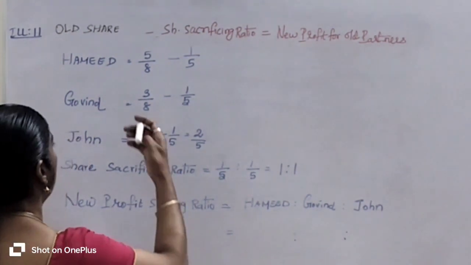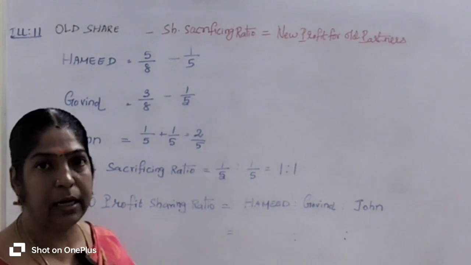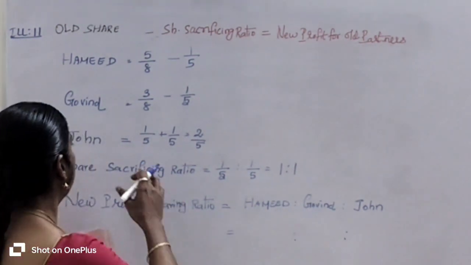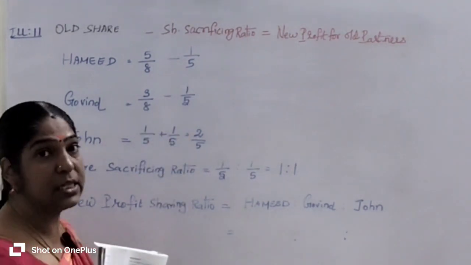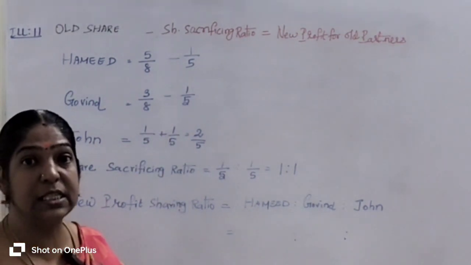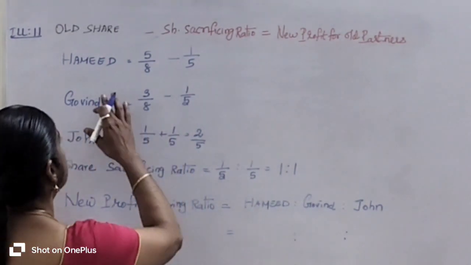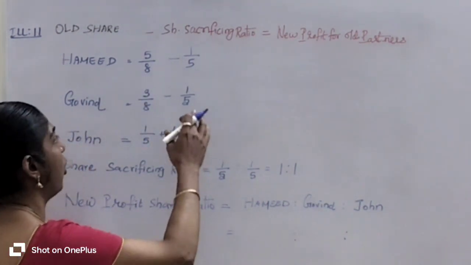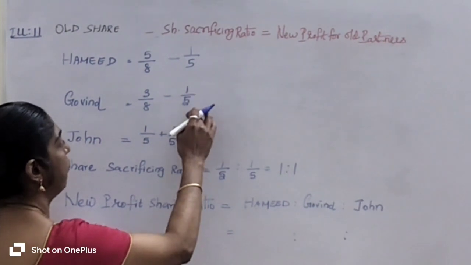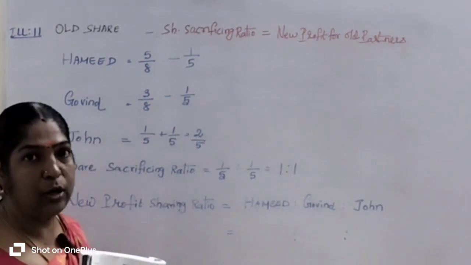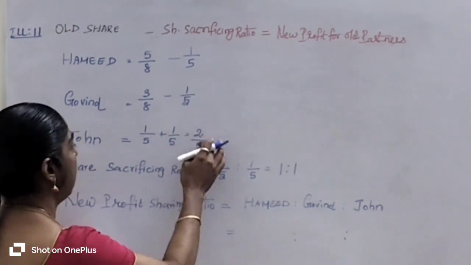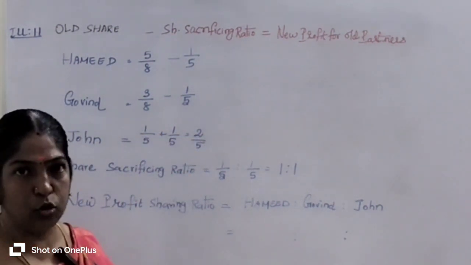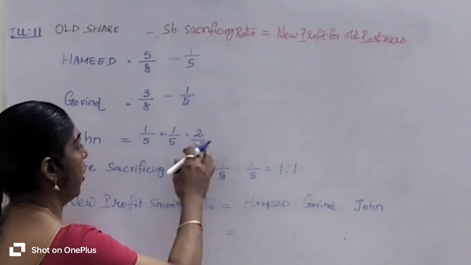So both old partners sacrifice their share of profit in favor of John. They sacrifice equally. This is another different situation. Listen here, Amit and Govind both sacrifice their share of profits equally, which means 1/5, 1/5. Then John, the new partner, gets 1/5 plus 1/5. John's new profit sharing ratio is 2/5.